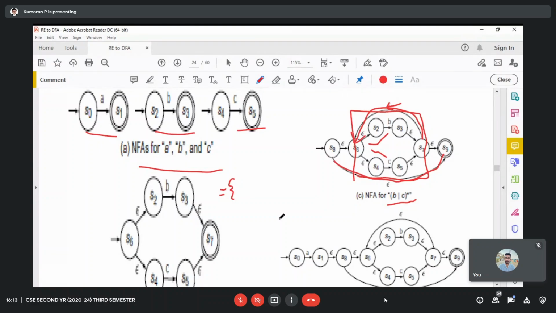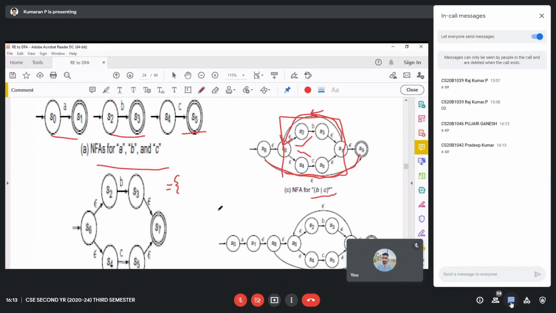Is anybody there, or am I simply speaking alone? Hello? Hello? Hello? Dear students, am I audible? Can you get my point? What are the strings of the (B or C) whole star language? If you tell me the string, then I can test it with this diagram.